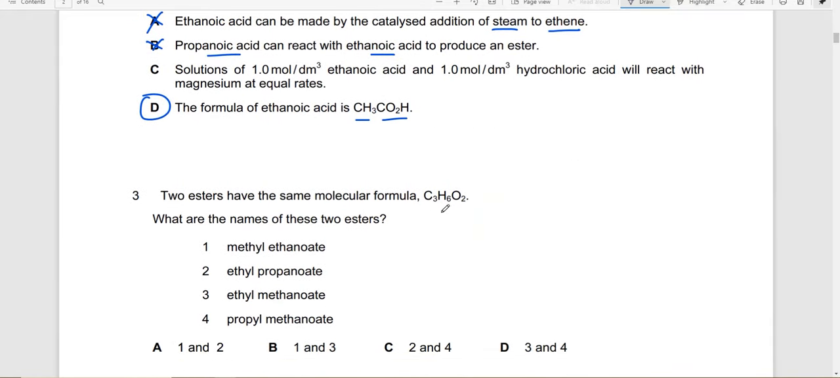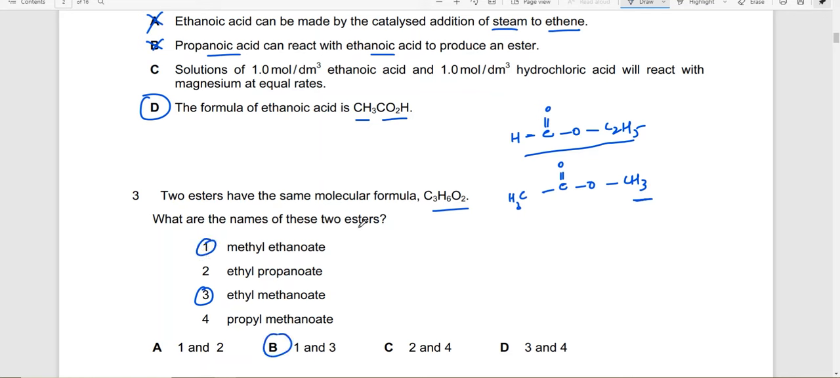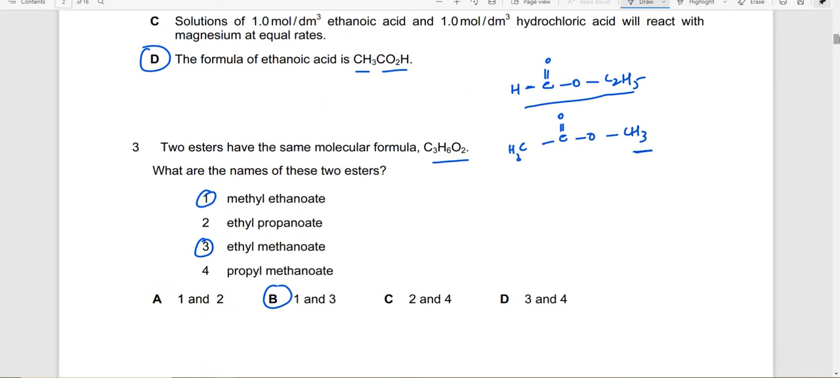2 esters have the same molecular formula, C3H6O2. So C double bond O, O. This is the center point of the ester. There are 3 carbon atoms, so there is a possibility that there is 1 hydrogen here and C2H5 over here. Or there is 1 CH3 here and 1 CH3 here. The name of the first one is ethyl methanoate, and the other one is, no, this is methyl ethanoate. So it would be 1 and 3. There can be certain esters which have the same molecular formula but different structures. So you can say they are isomers of each other.